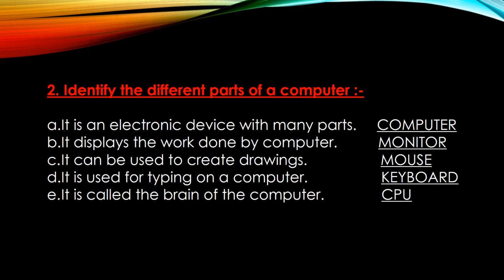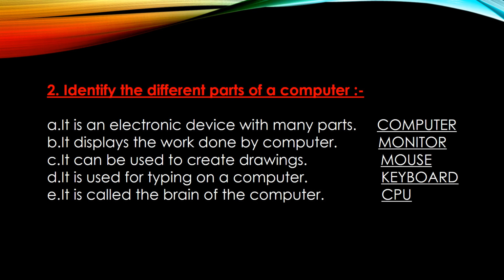B. It displays the work done by computer. The work done by computer is displayed on the screen, that is monitor. So the answer is monitor. C. It can be used to create drawings. We studied that mouse is used to draw and color the pictures. So the answer is mouse.